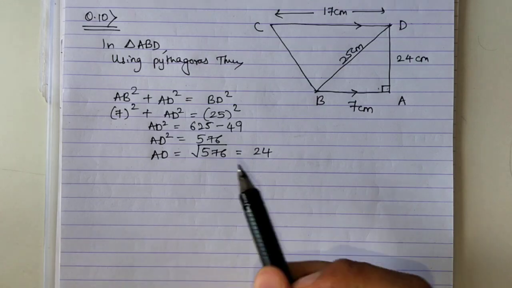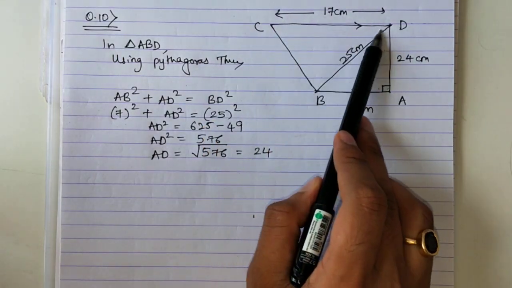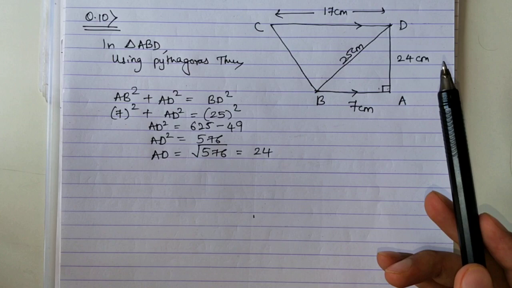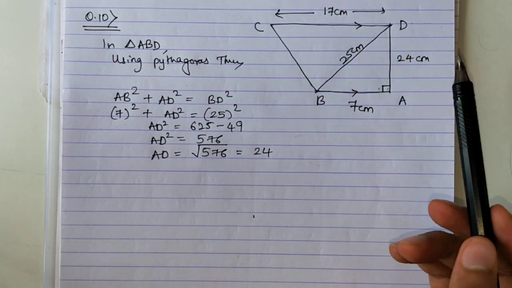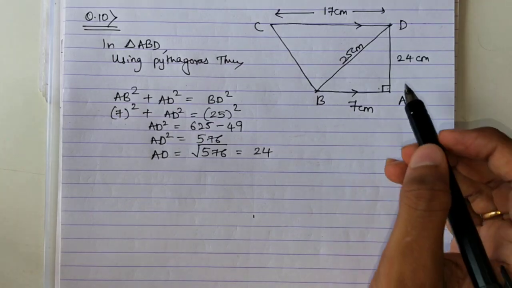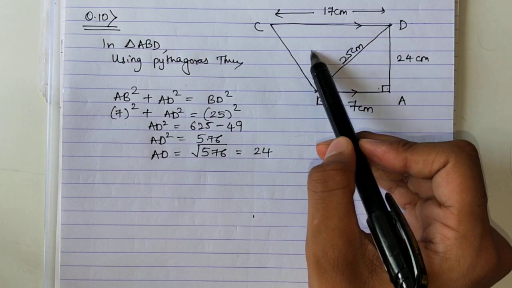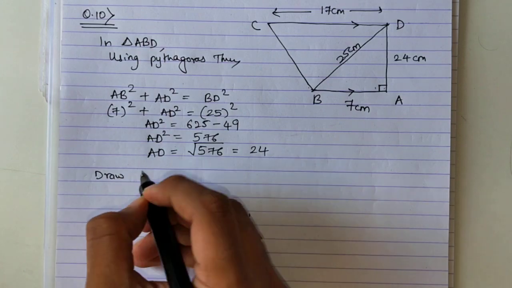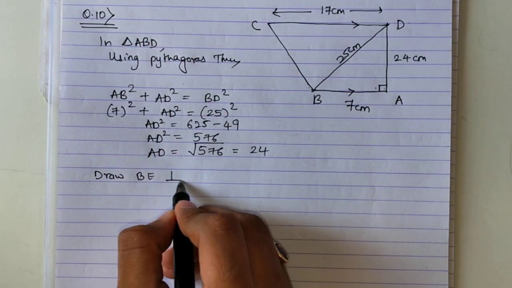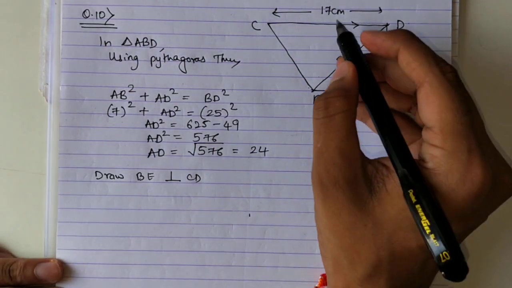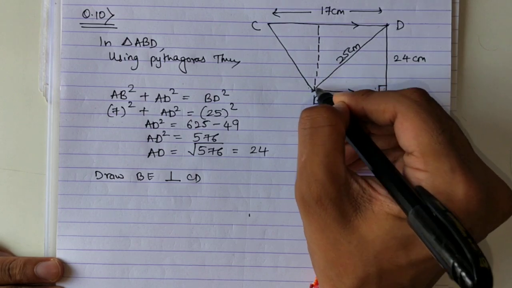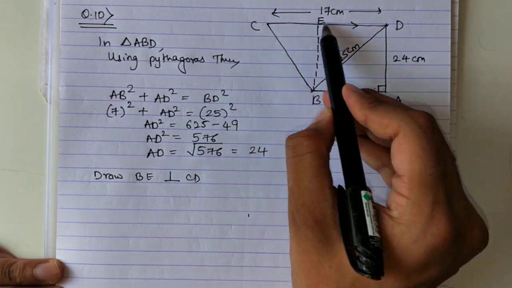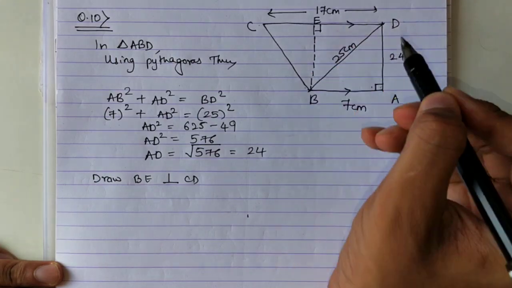Now we have to find BC. Okay, see, in this triangle there is no right angle. None of these are right angles. So I cannot apply any direct formula in this triangle. So what we'll do is, we will construct a straight line here. Okay, see, I'll write here, draw BE perpendicular to CD. Means what? We are drawing a straight line here. BE, I'll name this point as E. We are drawing a straight line BE, which is perpendicular to CD. Perpendicular to CD means this is 90 degrees.